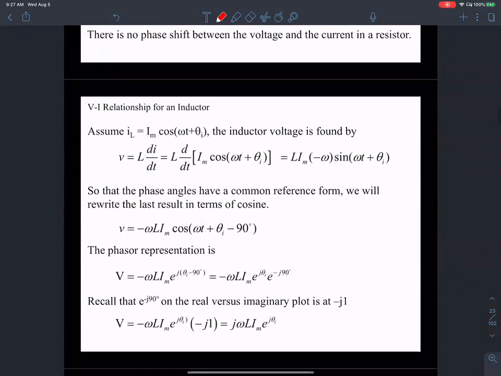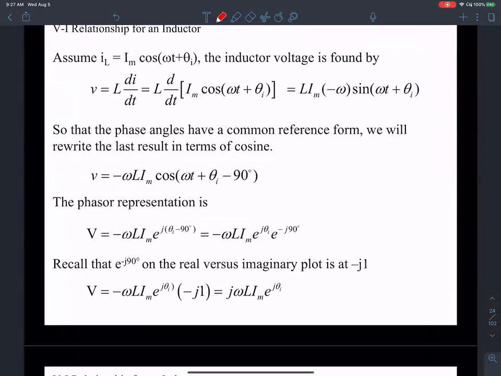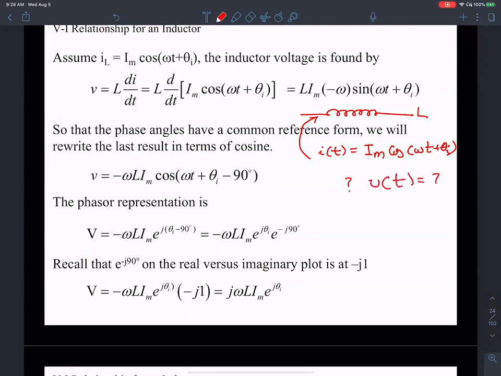Similarly, what happens when I take an inductor? When I have an inductor and apply a current I of t, that's not constant, but it is time varying, Im cos(omega t plus theta I). If this current is applied or passed through the inductor L, what would be its voltage? Okay, that's the idea I'm trying to solve.